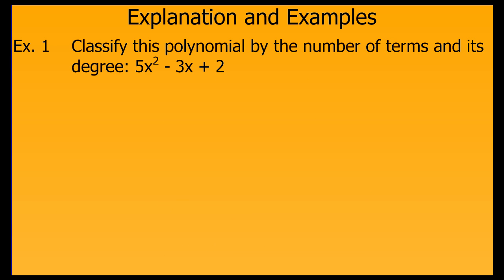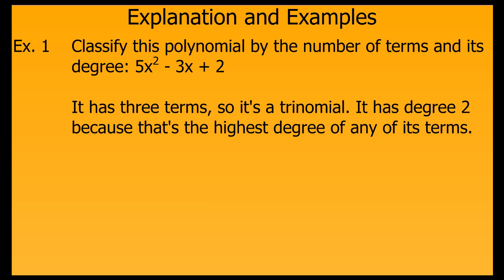Let's look at some examples. We want to classify this polynomial according to its number of terms and its degree. Since this polynomial has 3 terms, it's a trinomial, and it has degree 2 because that's the largest degree of any one of its terms.